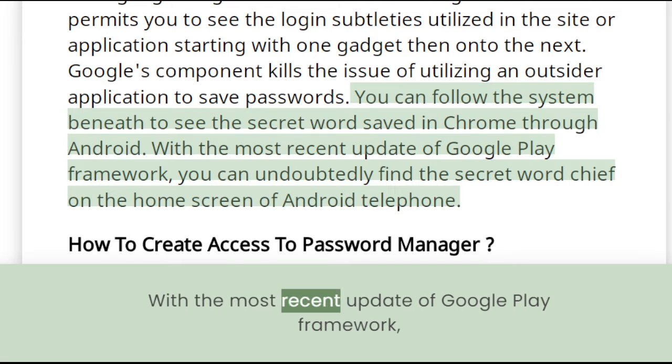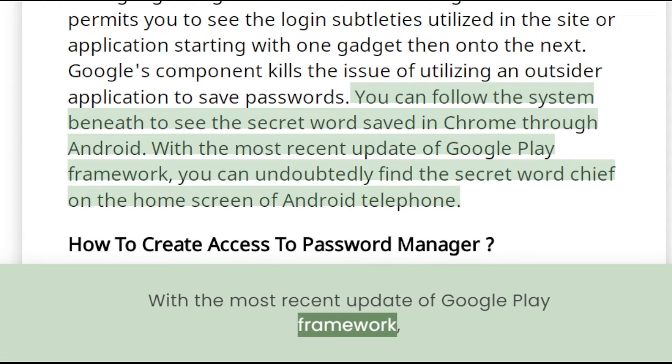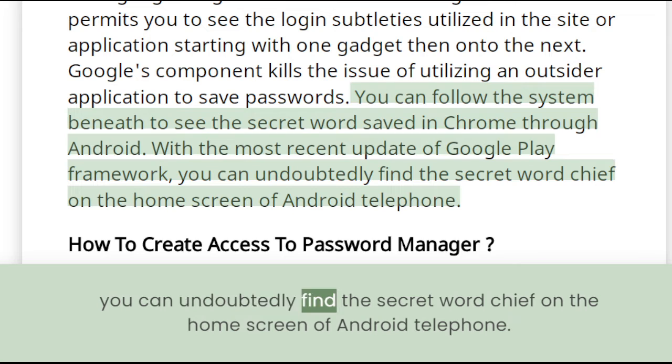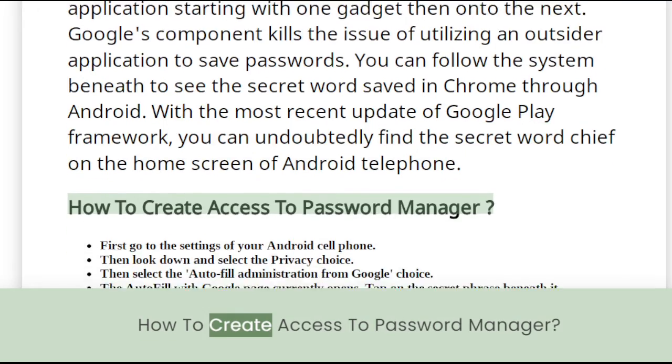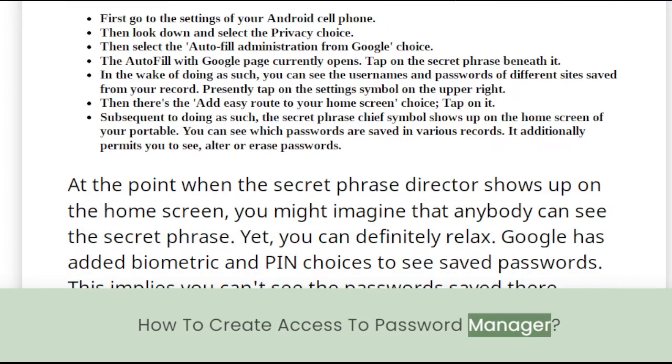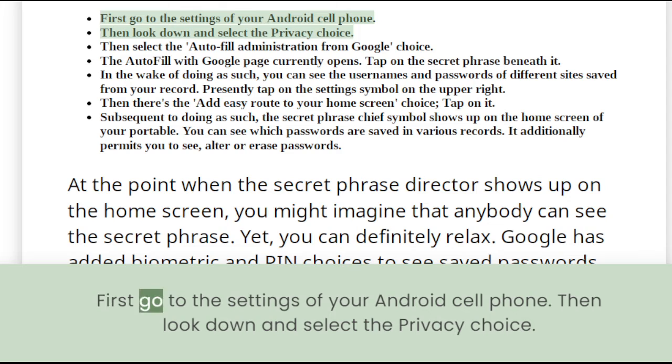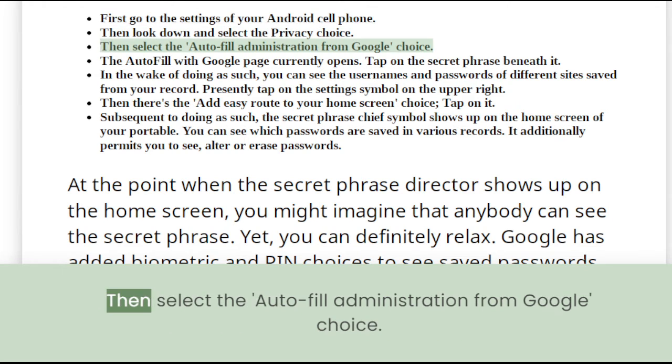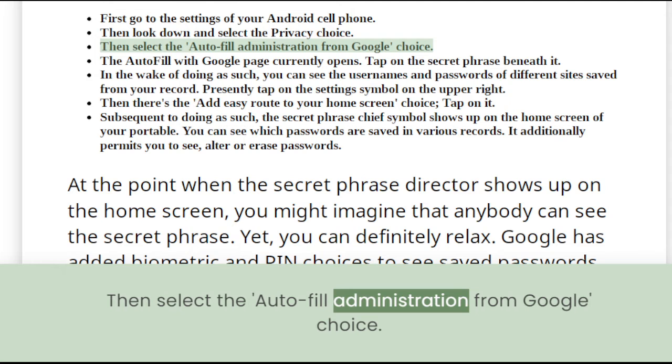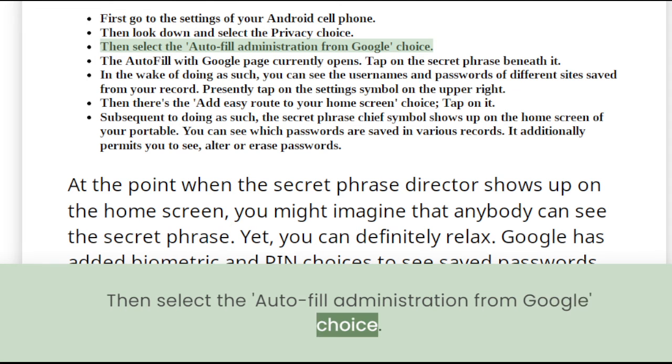With the latest update of Google Play services, you can easily find the password manager on the home screen of your Android phone. How to create access to Password Manager? First, go to the settings of your Android cell phone. Then look down and select the privacy option. Then select the autofill service from Google option.